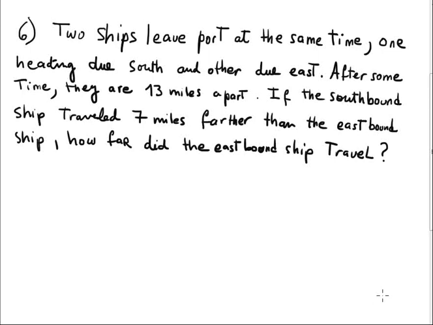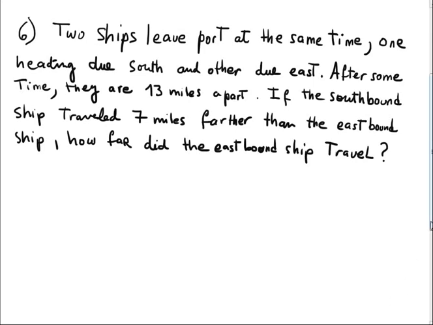Okay, number 6 is another word problem. It's about two ships that leave the port at the same time, one heading due south and another due east. After some time, they are 13 miles apart. If the southbound ship travels 7 miles farther than the eastbound ship, how far did the eastbound ship travel?